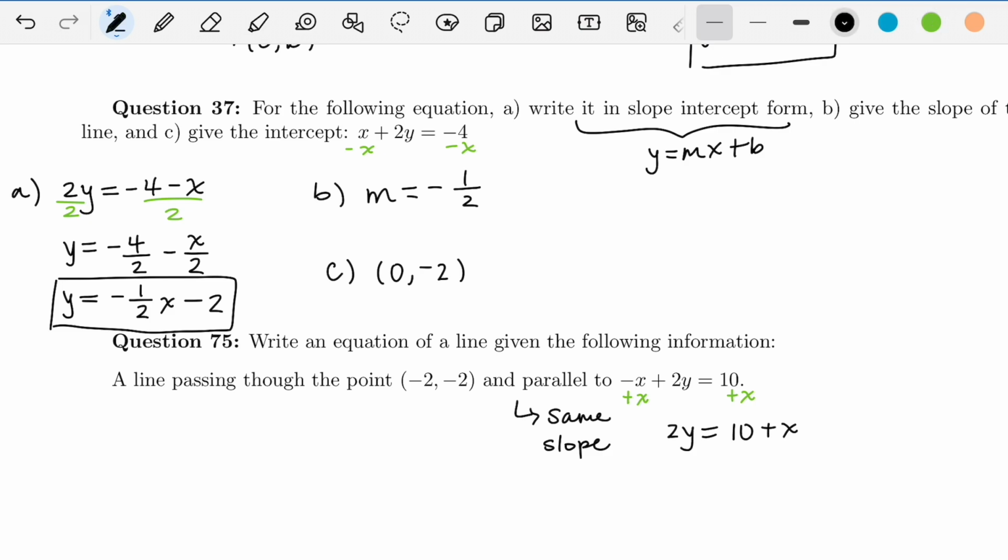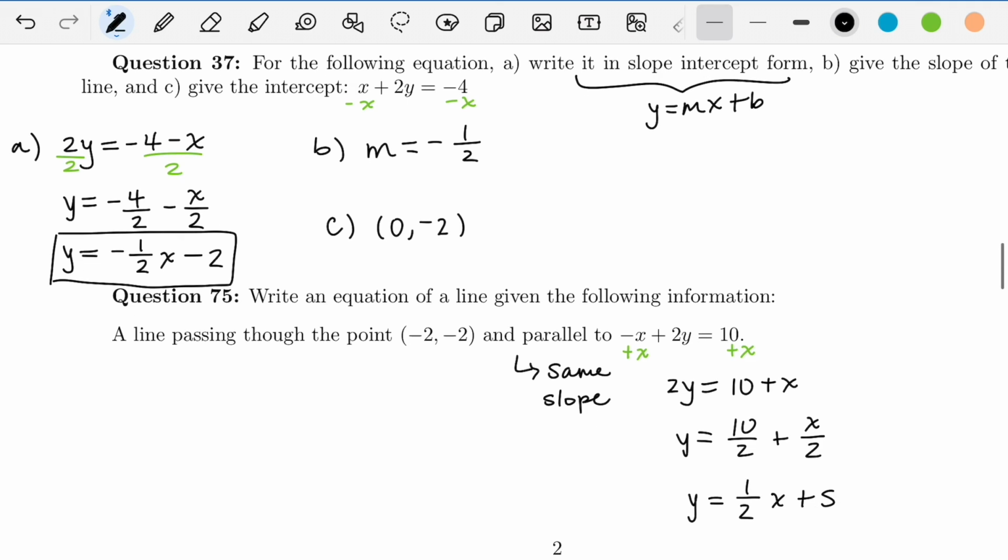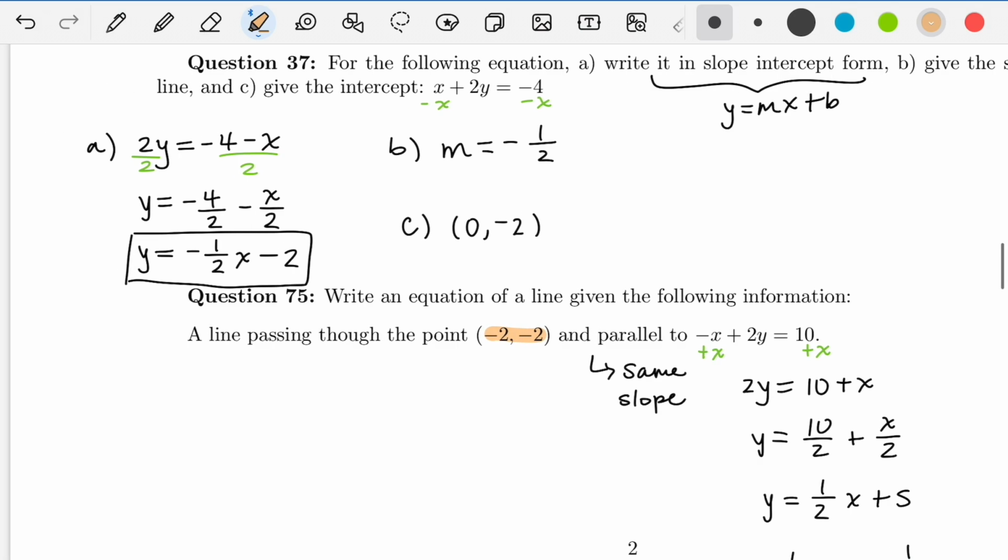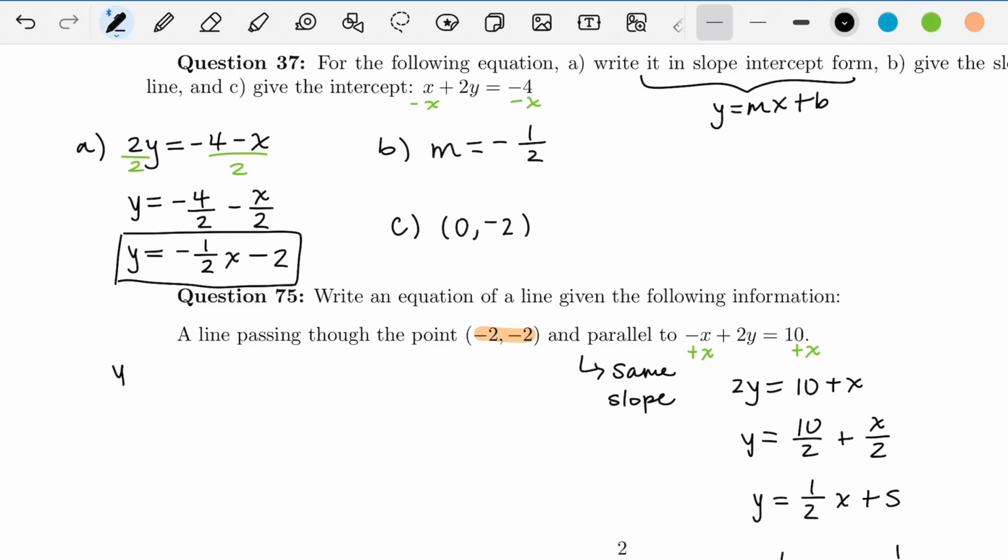Now dividing by 2, we're going to get y is equal to 10 over 2 plus x over 2. Now rewriting this is going to be y is equal to 1/2 x plus 5. So in this case, our slope here is going to be 1/2. Now we have a slope and we have a point, so we're going to use point-slope form.